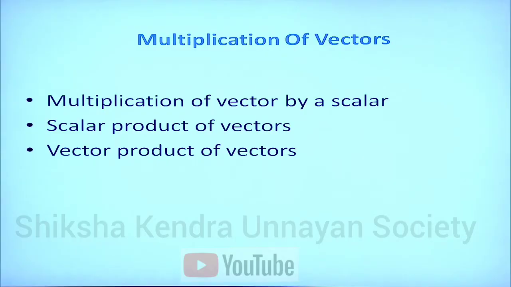Now, how can we multiply vectors? Multiplication of vectors can be of three types: multiplication of vector by scalar, scalar product of two vectors, and vector product of two vectors. First, we will discuss multiplication of vector by scalar.